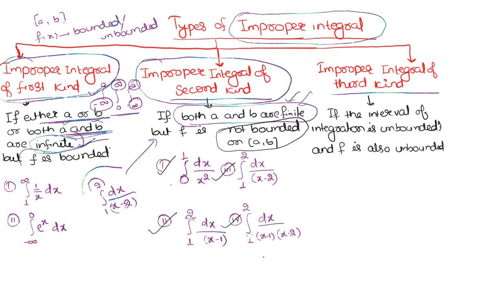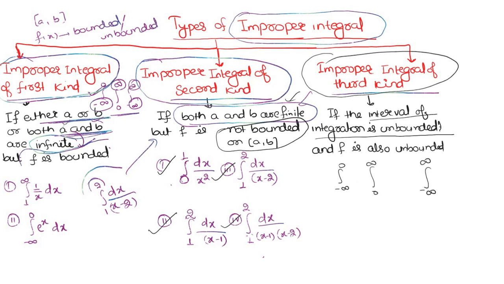Let's come to the improper integral of third kind. In this improper integral of third kind, the interval of integration should be unbounded. That means one of the limits should be not finite, like minus infinity to 0, 0 to infinity, or minus infinity to plus infinity. So the interval of integration should be unbounded, and f(x) should also be unbounded. So with that, you have to construct this f(x) to be unbounded.